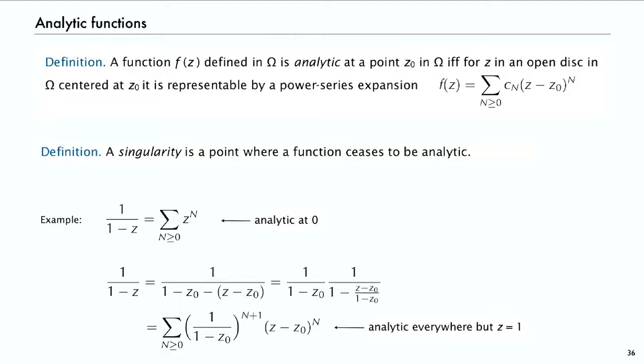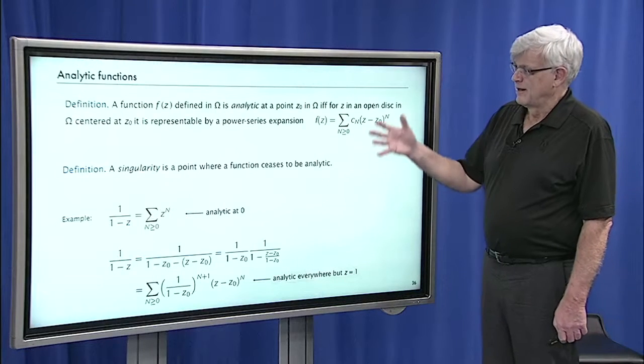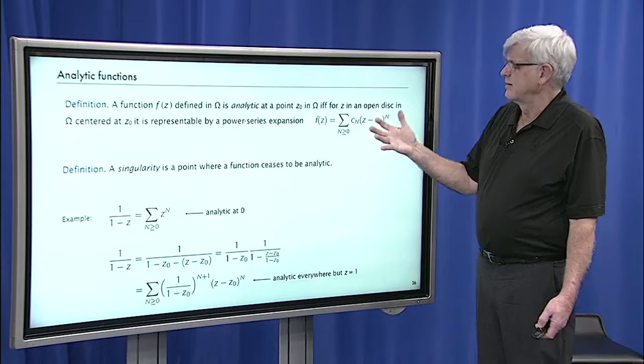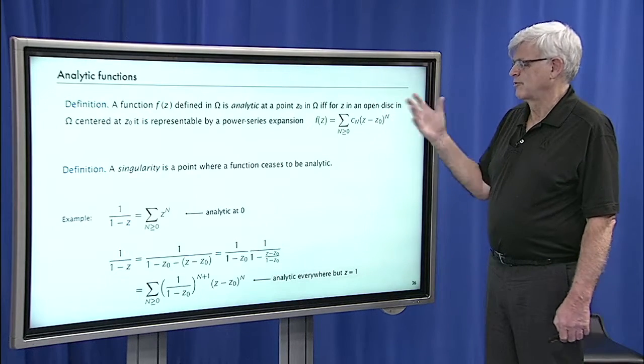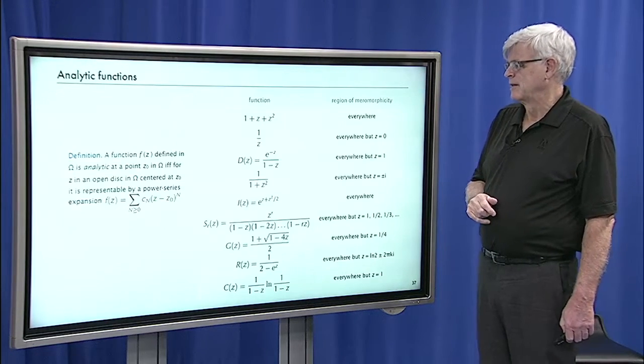So for example, 1 over 1 minus z in a small neighborhood of 0, we can write that as the sum over n greater than or equal to 0 of z to the n. So 1 over 1 minus z is analytic at 0. Actually, with a little algebra, you can show that 1 over 1 minus z is analytic everywhere, but at z equals 1. But the idea is representable by power series expansion.